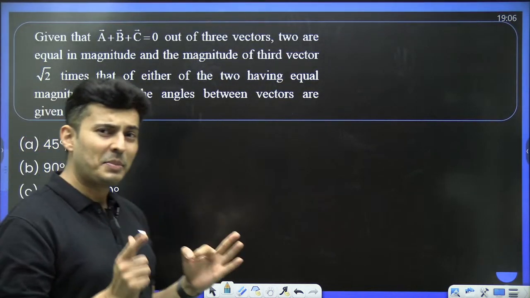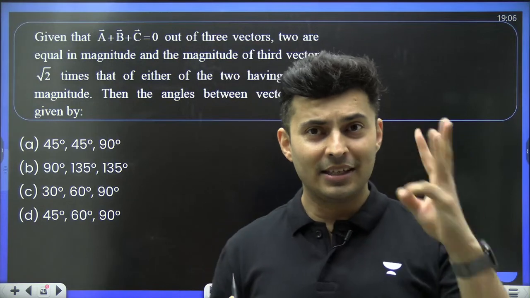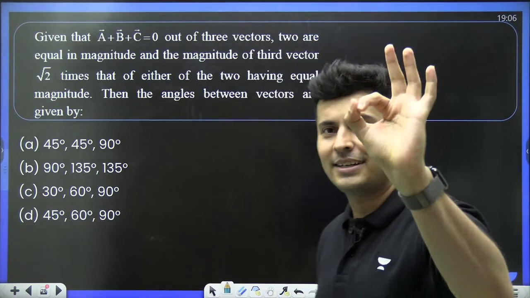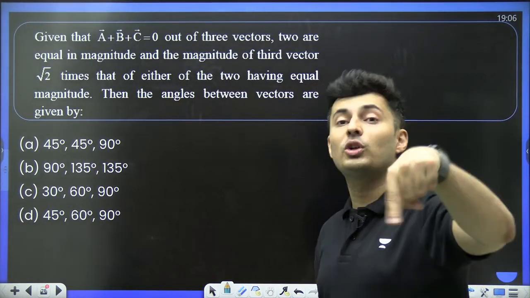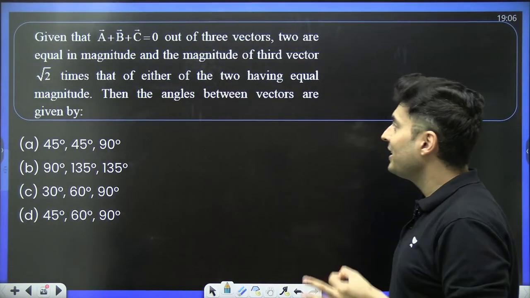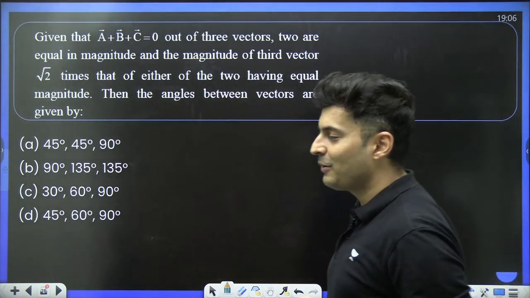Given that A plus B plus C is 0, three vectors, you add them, you get 0. Two are equal in magnitude and the third one is root 2 times the other vector. Then the angle between the vectors is given by.